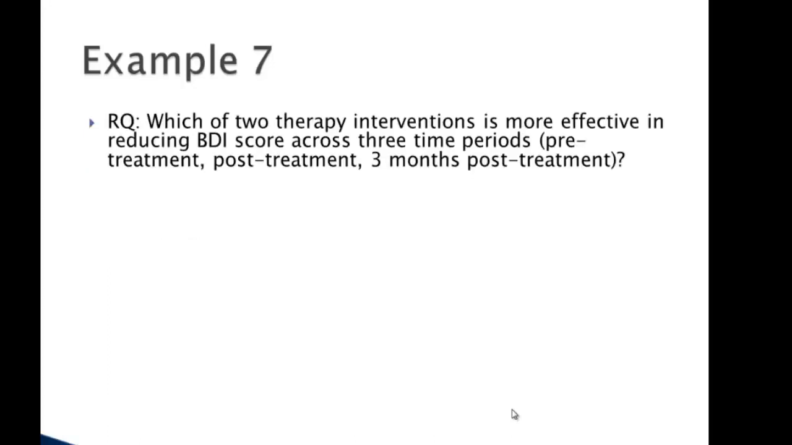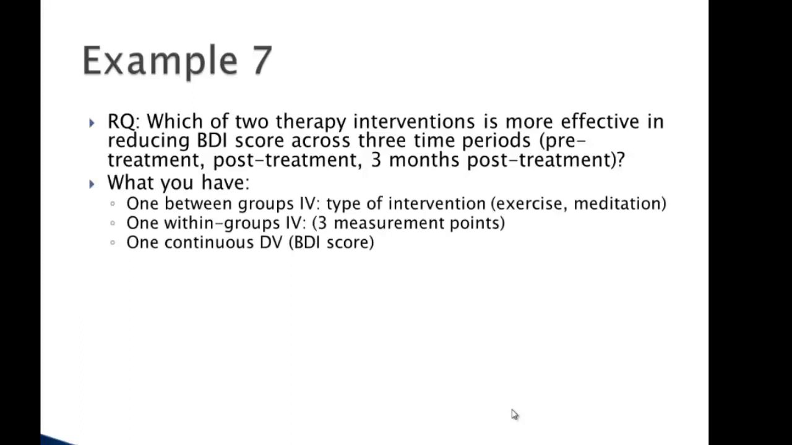Now our next example: which of two therapy interventions is more effective in reducing BDI score across 3 time periods? A pre-treatment, a post-treatment, and then 3 months post-treatment. So let's look at what we have here as far as variables. We have what we call one between groups independent variable. This is the type of intervention. We have one group of people receiving exercise, another group of people receiving meditation. So that would be two groups compared to each other.